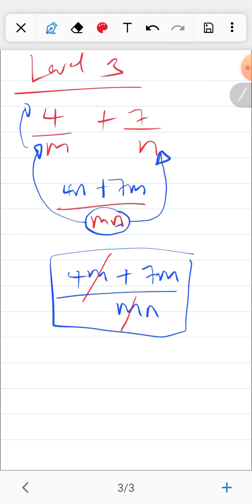Some of you see this and then you want to do that. Please don't do that. Only do that if you had 4m out of mn, you would be able to do that. Actually, that's the only case. So just don't do that, people. That would be wrong.